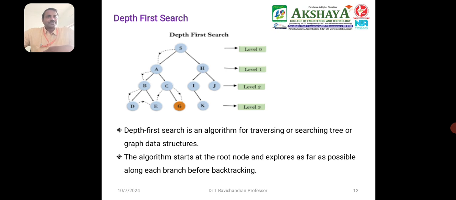We are discussing the subject of artificial intelligence, subject code AL3391. Today's topic is depth first search.